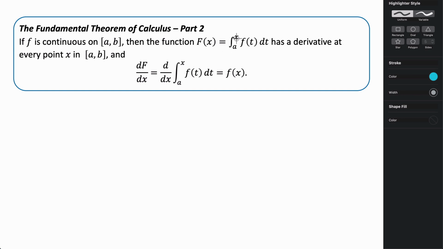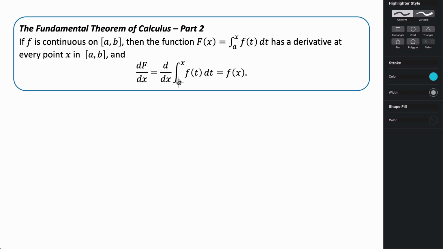So basically what the second fundamental theorem of calculus says is if F of x is equal to the integral from a to x of f of t dt, and I want to find the derivative, then the derivative of our function, capital F, is just equal to f of x. So in a nutshell, if you take the derivative of an integral, you get your integrand in terms of the variable you're taking the derivative with respect to.